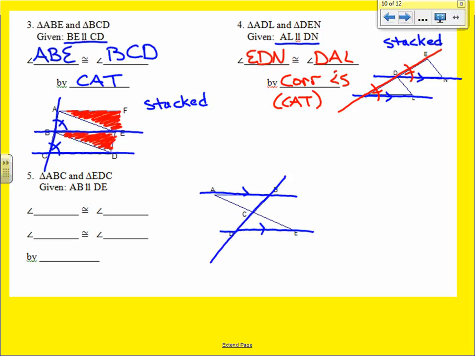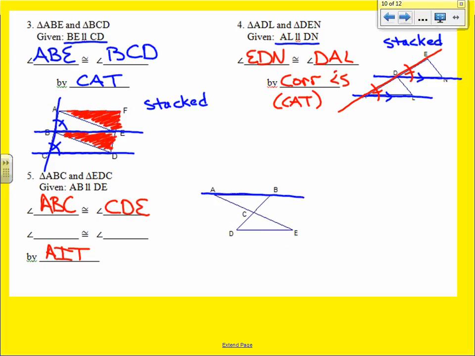If we use our transversal BD, notice that we're going to have alternate interior angles. We're going to have that particular angle, which happens to be our ABC, has an alternate interior with our CDE. That is one set that works. And we know that that is our alternate interior angle theorem. But notice how there's two lines here. We could have chosen a different transversal and still had another option that works.